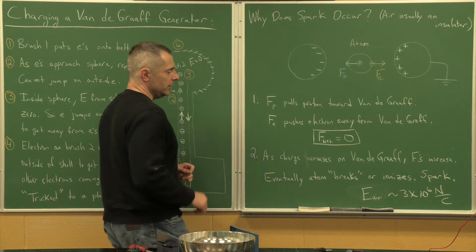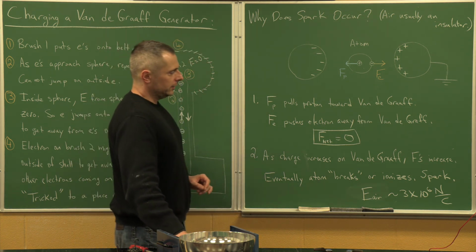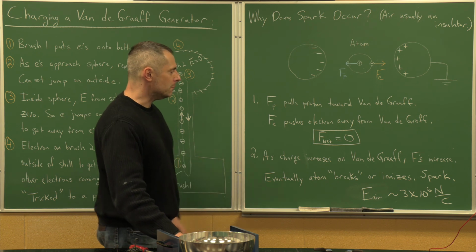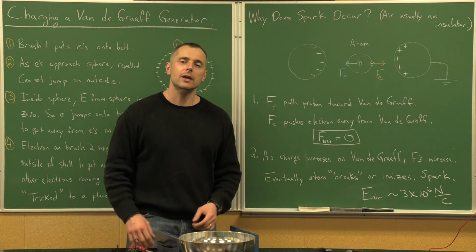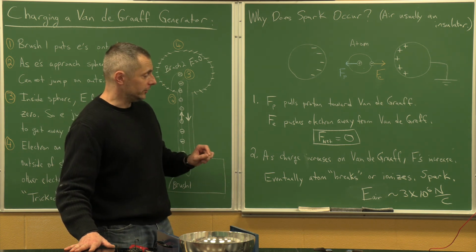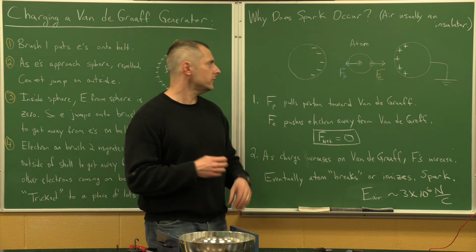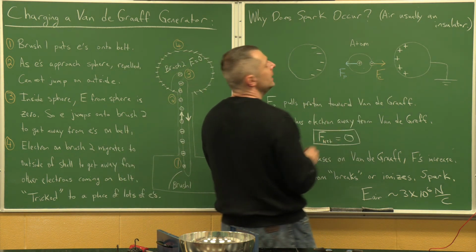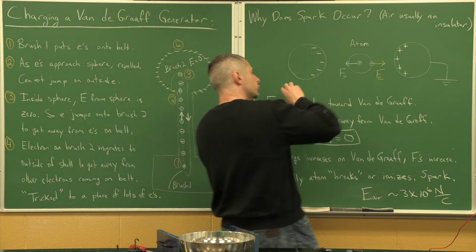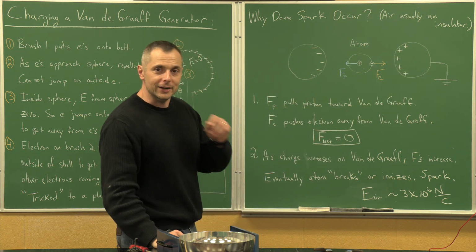As the charge increases on the Van de Graaff generator, the F's increase also. Eventually the atom breaks, rips apart. The scientific word we use for that is ionizing. So it ionizes. And then there's a spark. Why is there a spark? Because this electron's now free of the atom. It's not locked in, so it shoots away and sparks into this. And so we get a discharge.